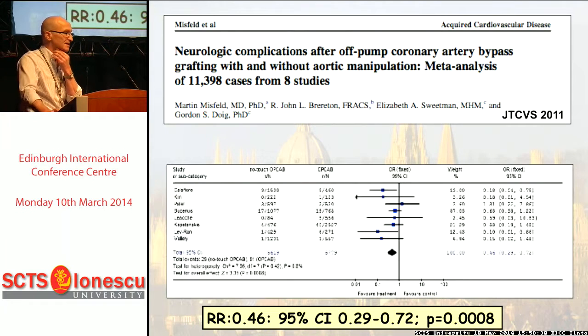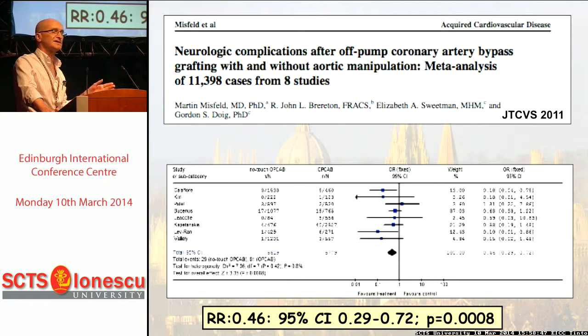And this was shown in this meta-analysis of almost 11,000 patients from 8 studies, showing that if you do a true no-touch aortic technique, then the relative risk of stroke is reduced to 0.46. And note what that tells you. It doesn't eliminate stroke completely.